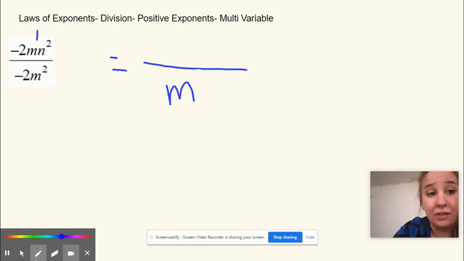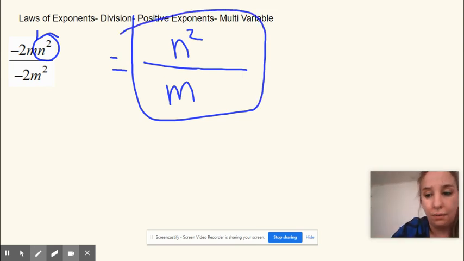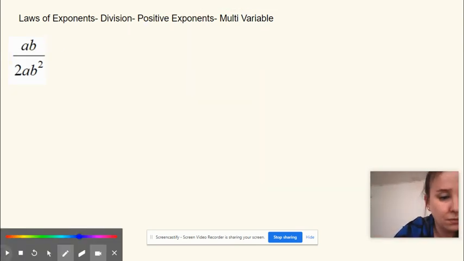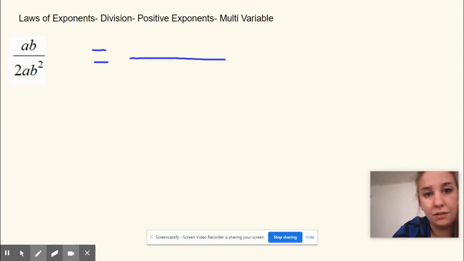Now we have dealt with our coefficients. We have dealt with our m's. Now we're going to deal with our n, which is the only one left. Nothing combinable there. So that would be how that one goes. All right, coefficients: I got nothing but that 2 there. Nothing I can do with that. It just comes over.